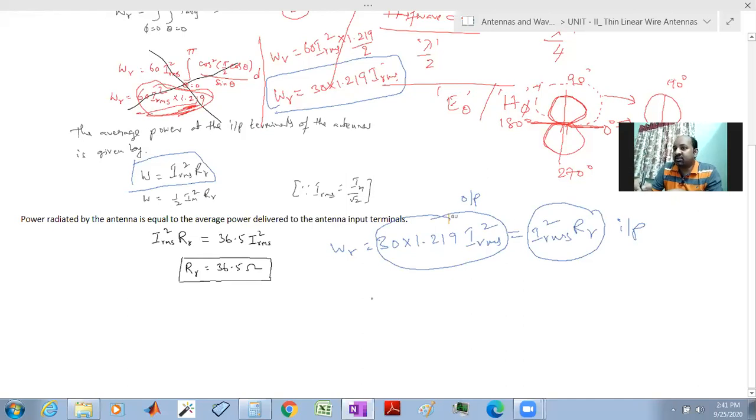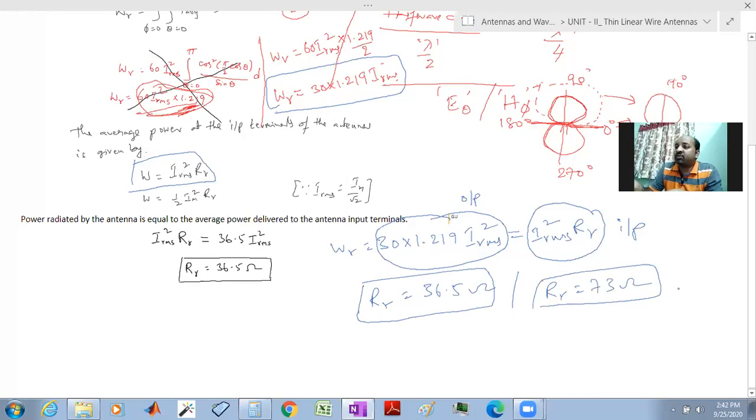If you simplify this equation, you will get R_R equal to 36.5 ohms. So this is the radiation resistance of the quarter wave monopole. What is the radiation resistance of a half wave dipole? 73 ohm. Whereas the radiation resistance of a quarter wave monopole is 36.5, which is exactly half of 73, and this is the radiation resistance.